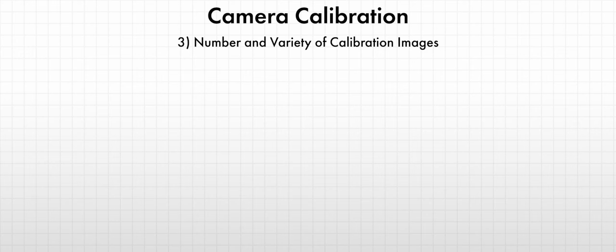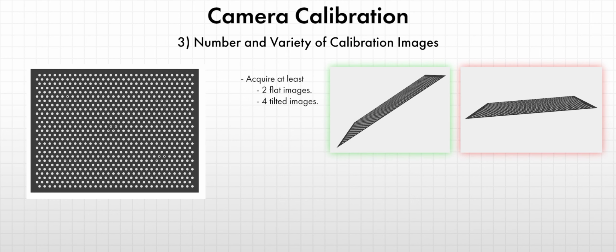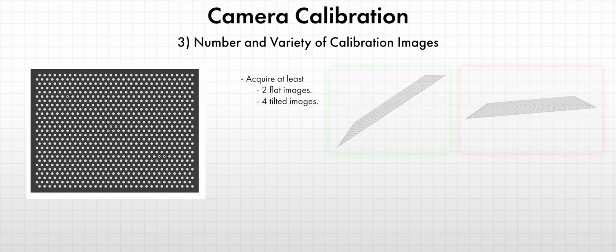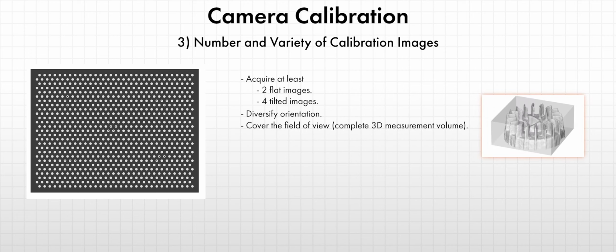Next, let's talk about the number and variety of calibration images. For this type of calibration plate, we recommend at the very least 2 images with the plate flat and 4 images with the plate tilted. Tilting the plate is necessary to calibrate certain camera parameters. Try to diversify the orientation of the plate while covering the field of view and actually the whole 3D volume where measurements are intended homogeneously.